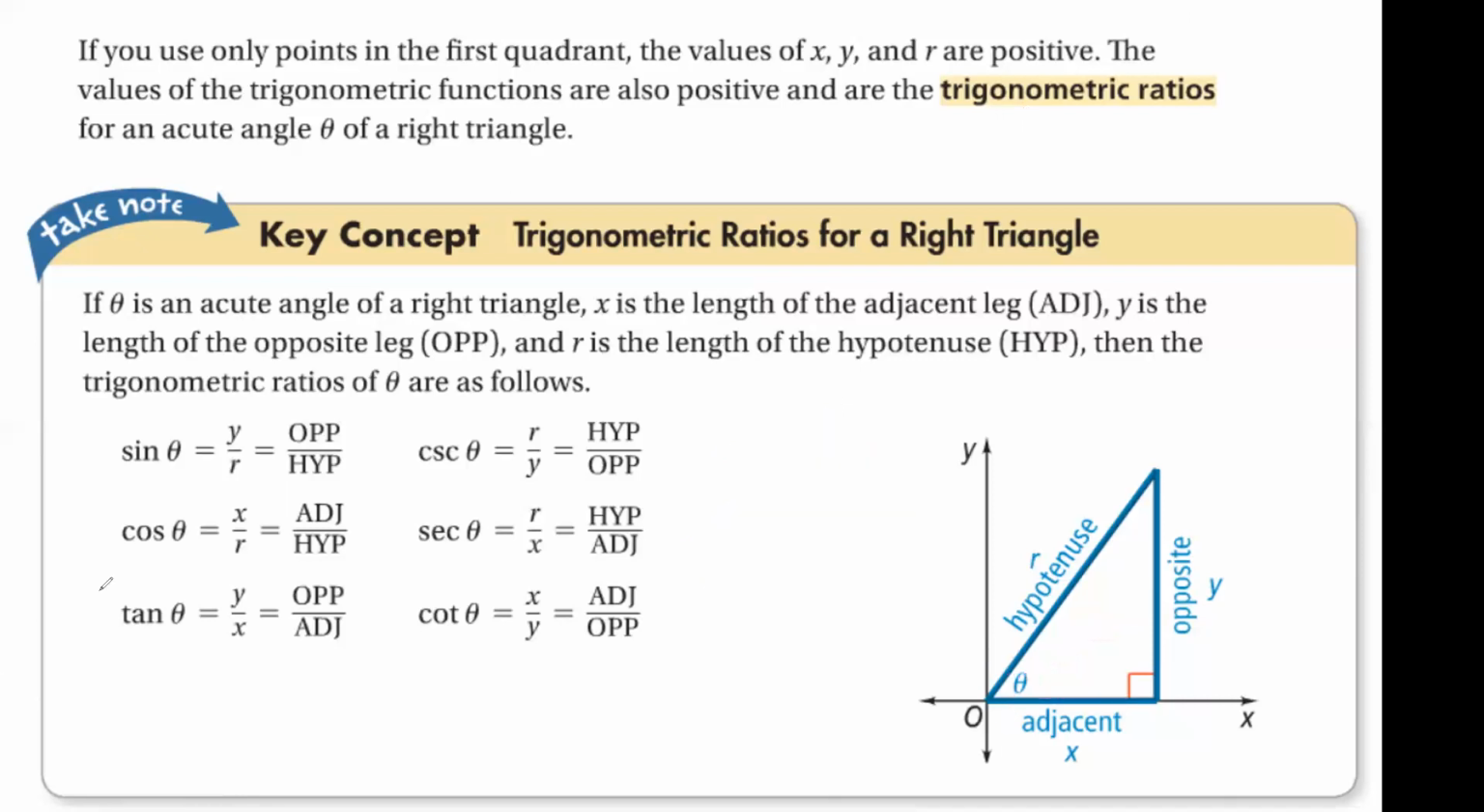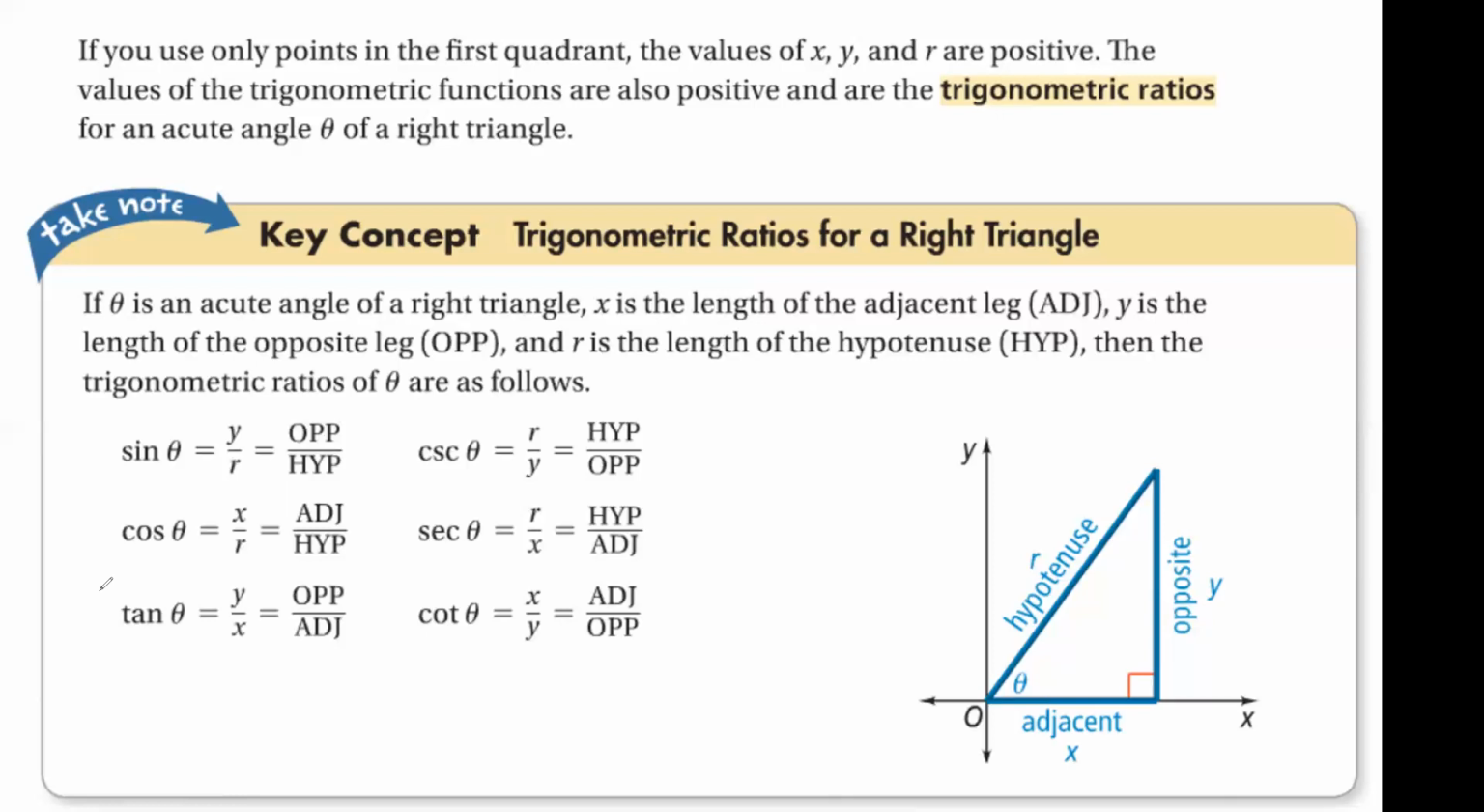Now, if theta is an acute angle, so if I have sine of 120, it cannot work. Sine of 210, it cannot work. Only for angles for the right triangle, only for angles from 0 to 90. For these angles from 0 to 90, I can use these ratios: sine is opposite over hypotenuse, cosine is adjacent over hypotenuse, and so on.